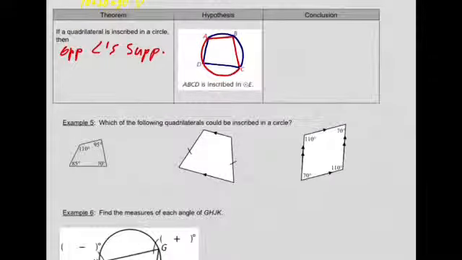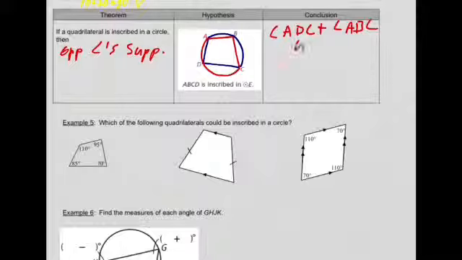So for our conclusion here, we know that angle ADC and ABC are supplementary. And same thing goes for the other two opposite angles.